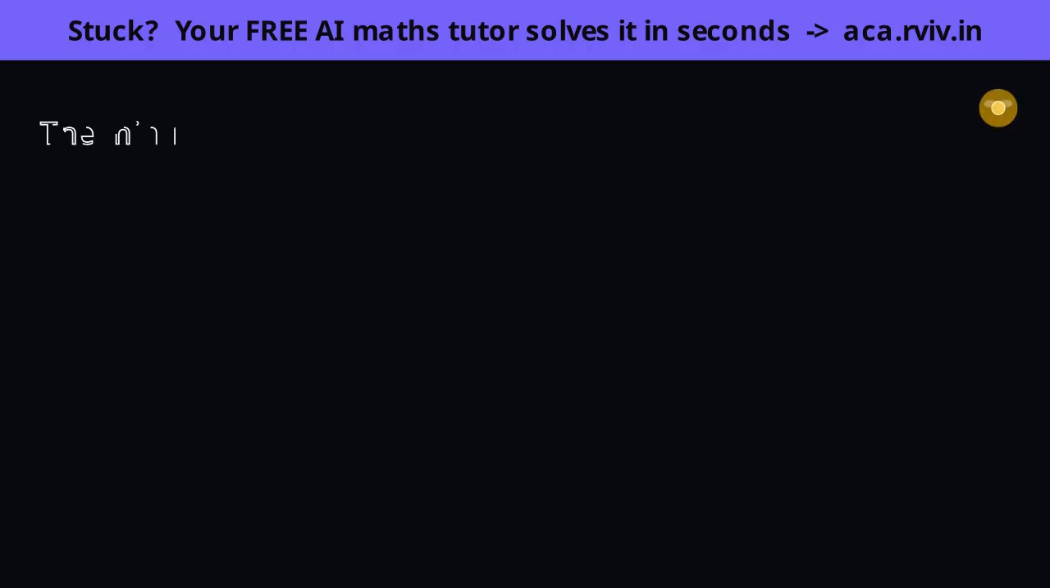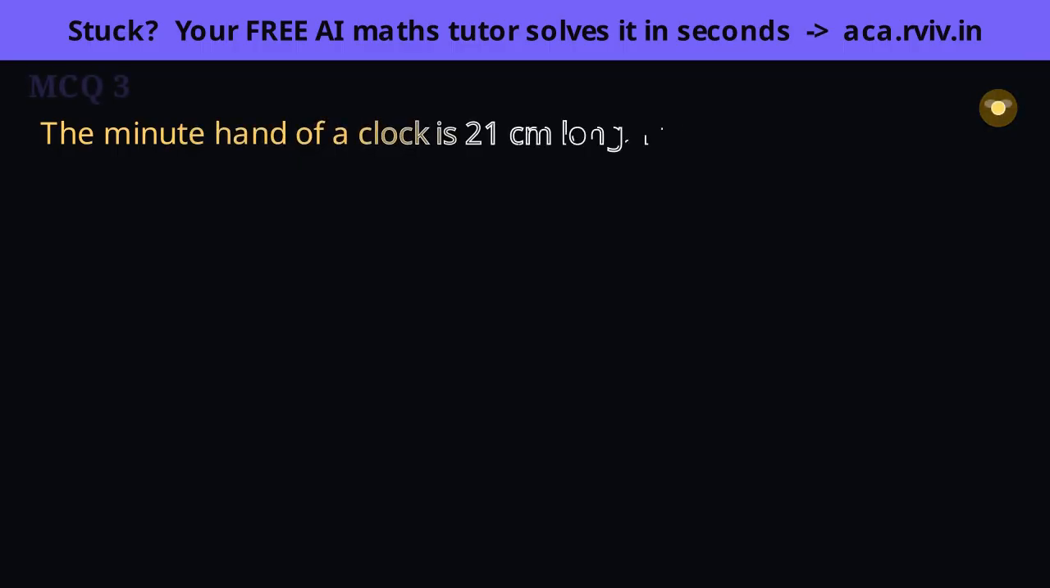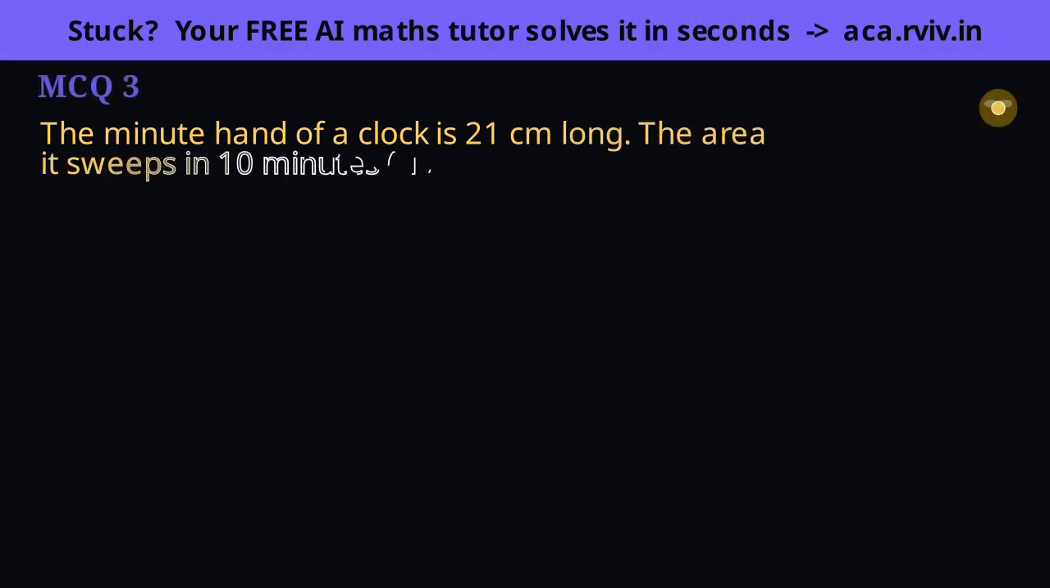Decode the clock first. A full hour is 1 turn, 360 degrees, so 10 minutes, 1/6 of the hour, is 1/6 of 360, that's 60 degrees. The hand is the radius, 21 centimeters, and the swept region is a sector.